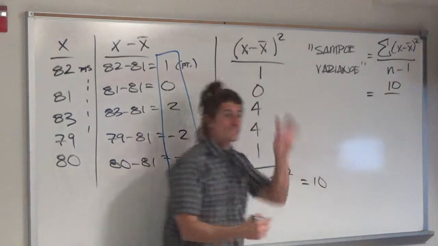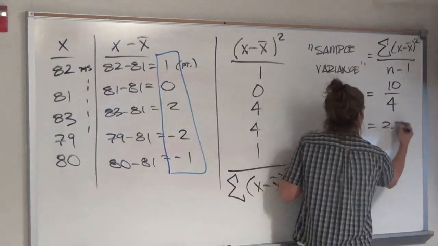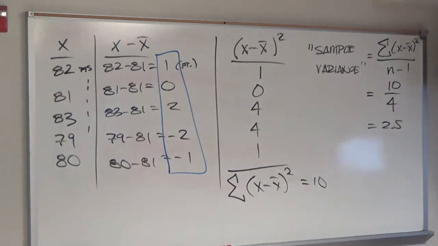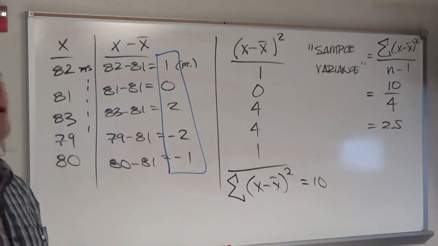n minus 1 for us is actually 4. Yeah, it's 4, one less than 5, which is 2.5. Still, 2.5 what? Whatever. Points squared.